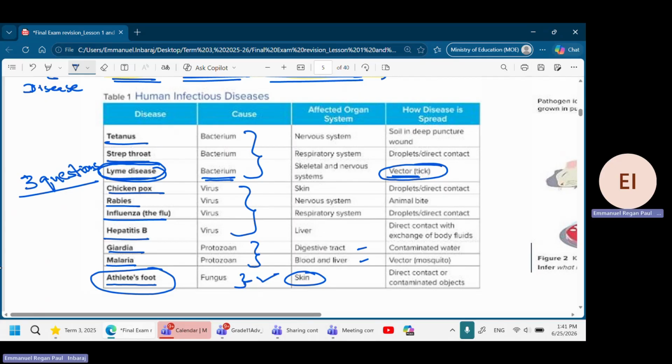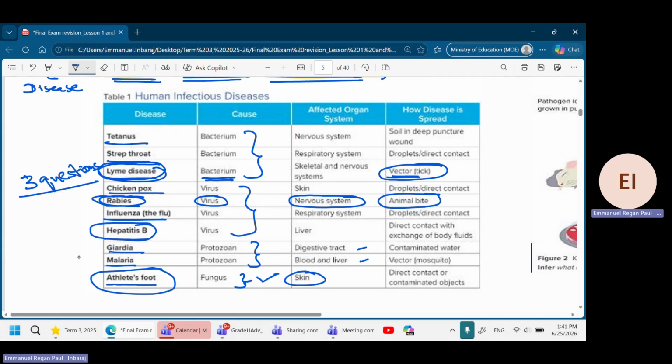Okay, another important disease that you need to learn is rabies. Rabies is a viral disease. It is affecting the nervous system and it is spread by animal bite. So remember, it is an animal which is transmitting it. So the reservoir is animal. This is again important.